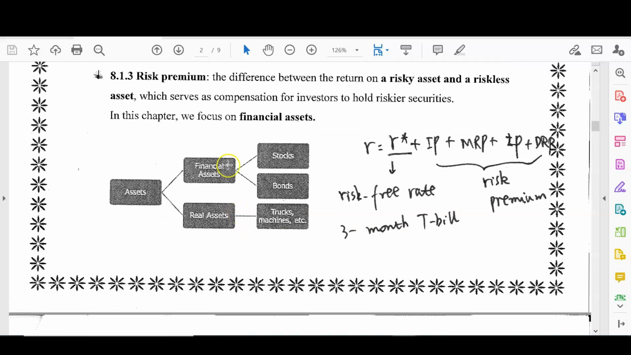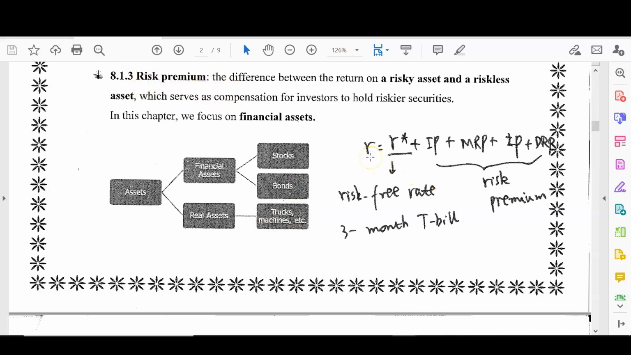Risk premium. The difference between the return on a risky asset and a riskless asset is the risk premium. It serves as compensation for investors to hold riskier securities. In this chapter, we focus on any financial assets, including stocks or bonds. And for assets, it could also include real assets such as trucks, machines, hotels, apartments. And in the bond chapter, we already talked about risk premium.